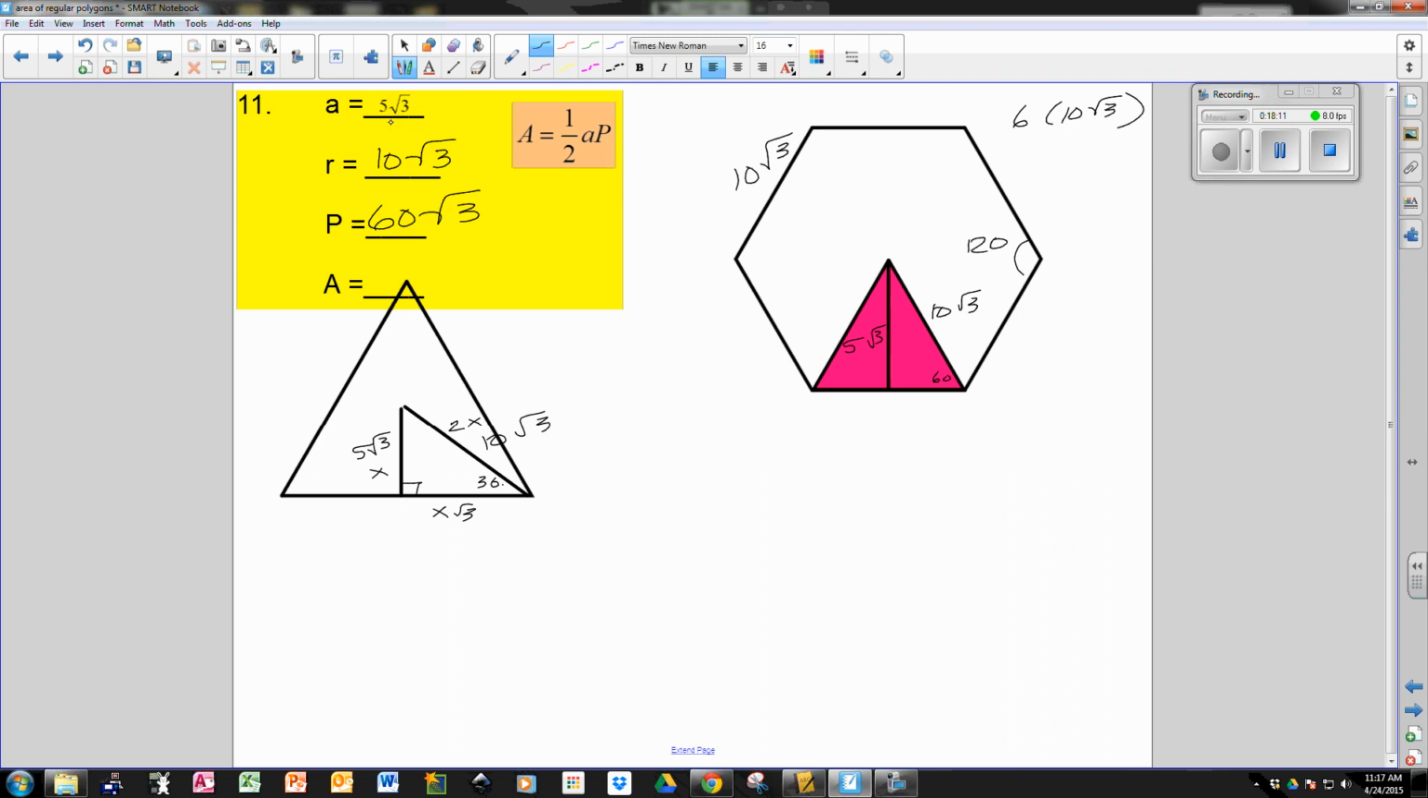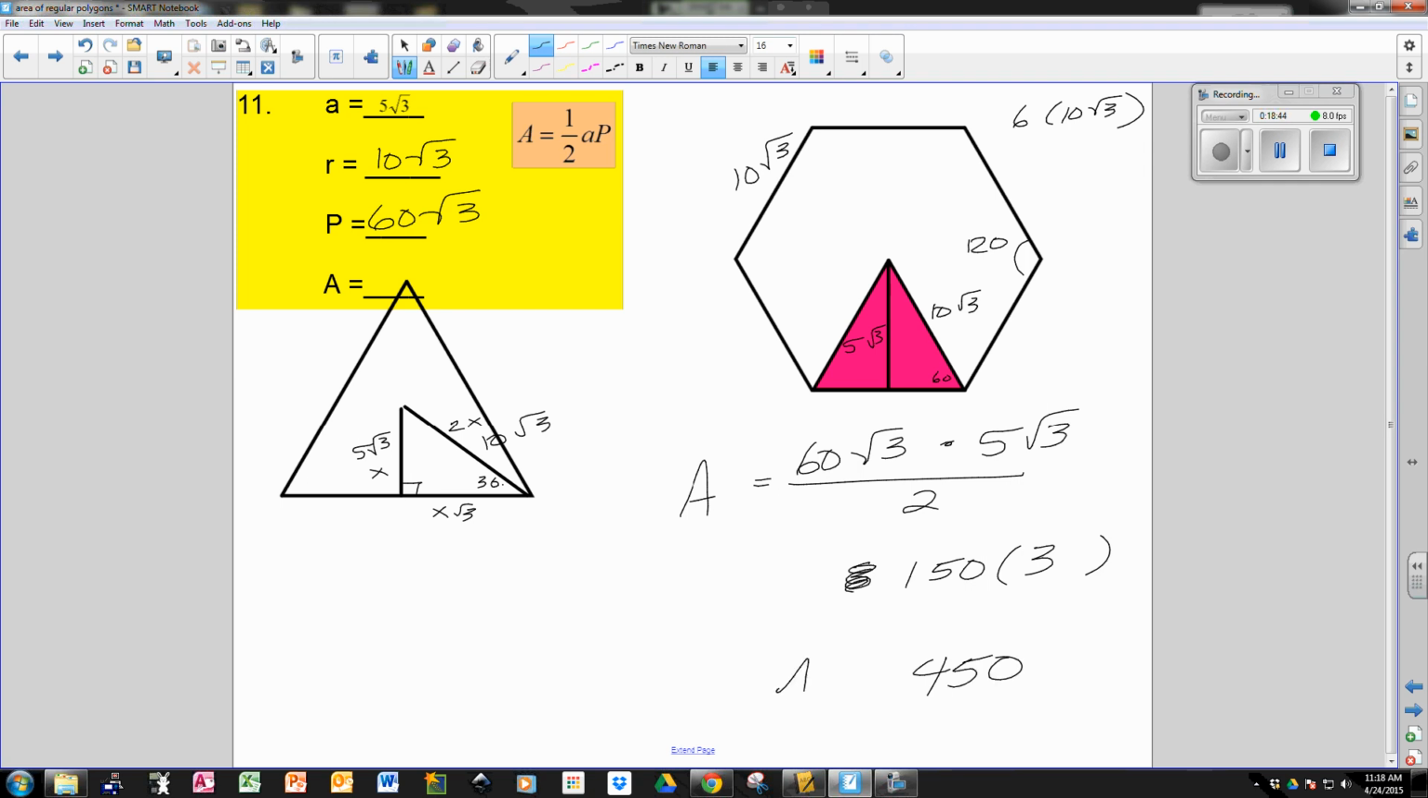Well, I have a perimeter and an apothem, so now I can use my formula. The area is 60 square root of 3 times 5 square root of 3 divided by 2. Well, 60 times 5 is 300. 300 divided by 2 is 150. So that would be 150 times the square root of 3 times the square root of 3, which is 3. So 150 times 3 would be 450. So your area is 450.